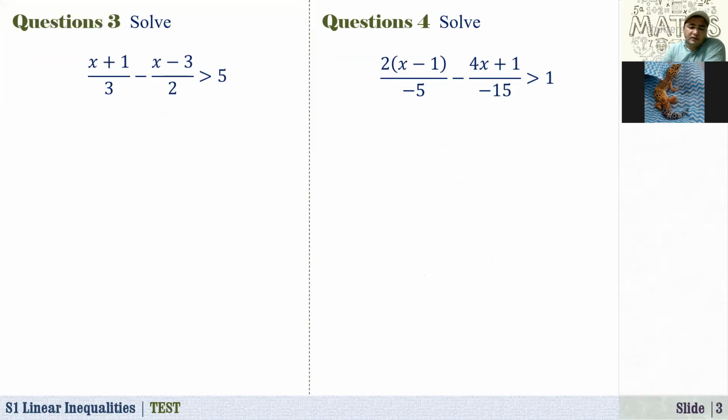All right, question 3. Solve. Now here we have inequalities involving fractions or fraction coefficients. Let's use blue here.